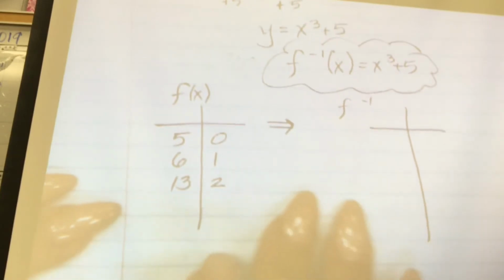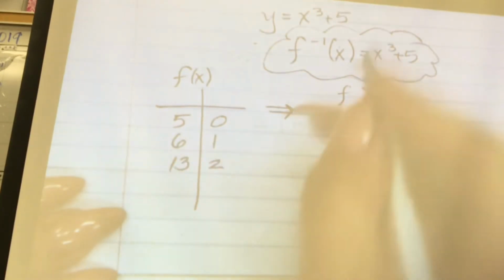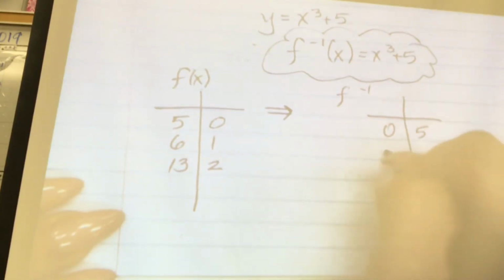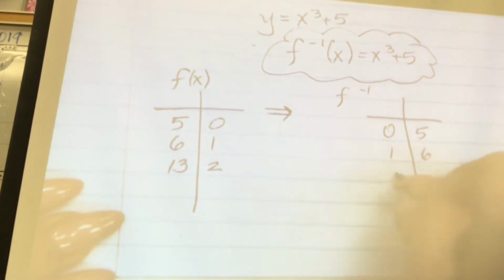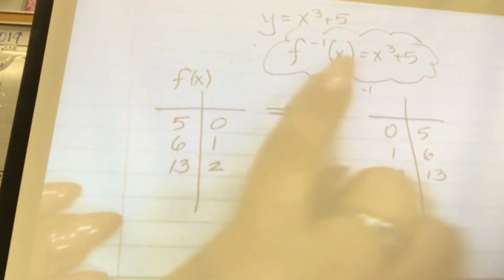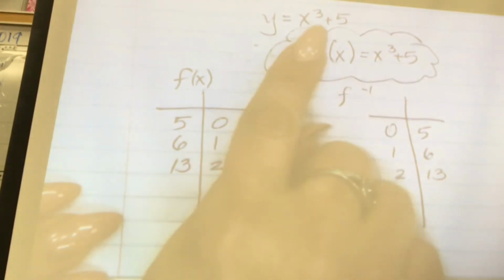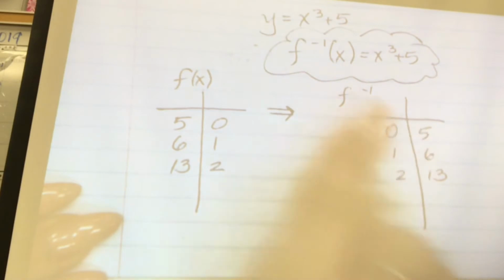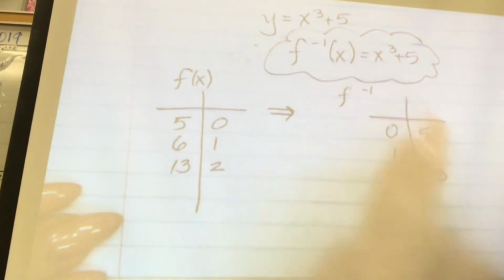What do I do with these points now? Switch them and make sure it fits my new equation. Does it work? What do you mean does it work, Miss Riad? Do these points fit in here? If I plug in 0, do I get 5? If I plug in 1, do you get 6? If you plug in 2, do you get 13? So you know your inverse is right.